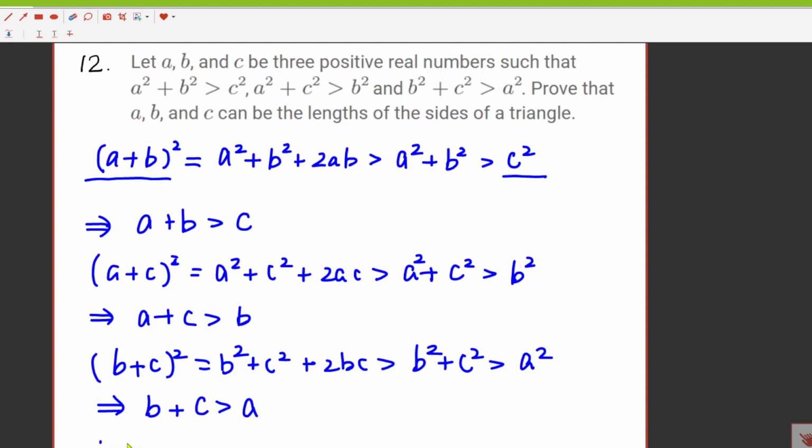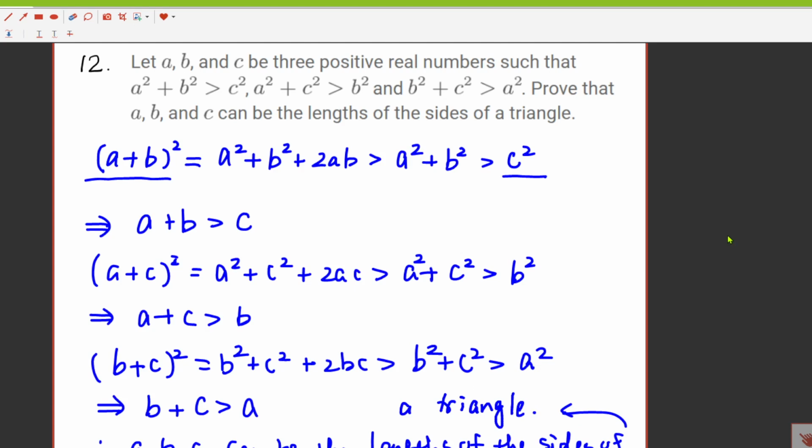Therefore, we can prove that a, b, and c can be the lengths of the sides of a triangle. You get it?